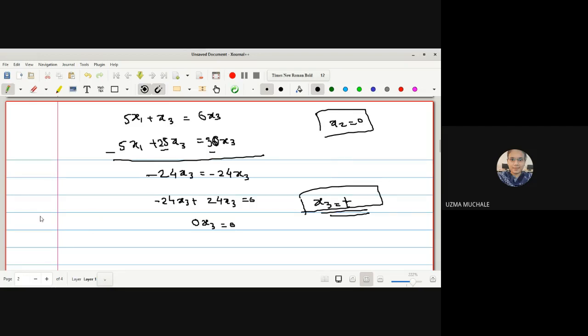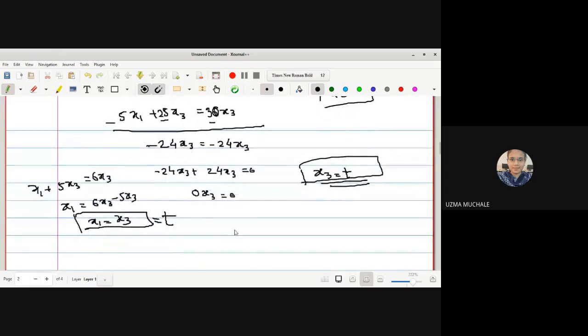What will be x1? From the first equation, x1 plus 5x3 is equal to 6x3, so we get x1 is equal to 6x3 minus 5x3. We get x1 is equal to x3, right? So with the help of this, we can say it is equal to t. In this way, we get the eigenvector x1 is equal to t times (1, 0, 1). This t is outside.